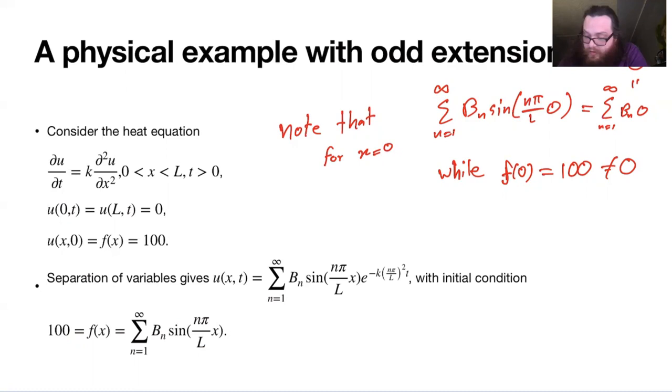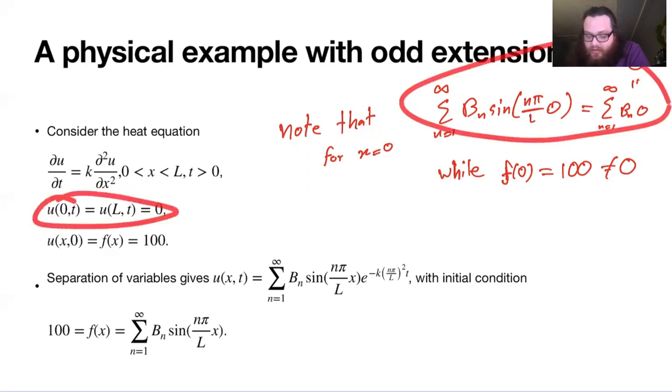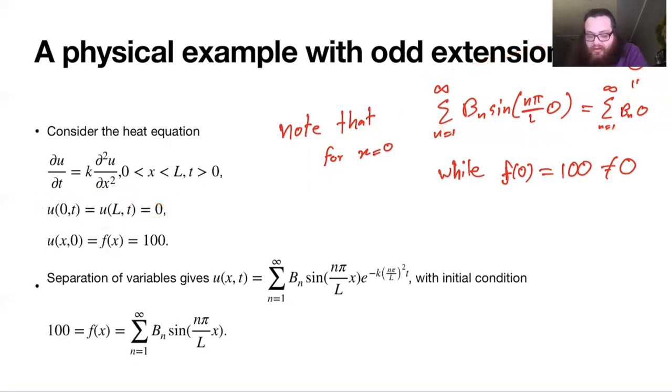The thing to note, though, is that the Fourier series says that at x equals 0, say, the value is 0. And so if we go back to our boundary conditions, that's exactly what we want from our function. The value of our solution at 0 should be 0. So the Fourier series works well with boundary conditions. It's just a little wonky for the initial condition.